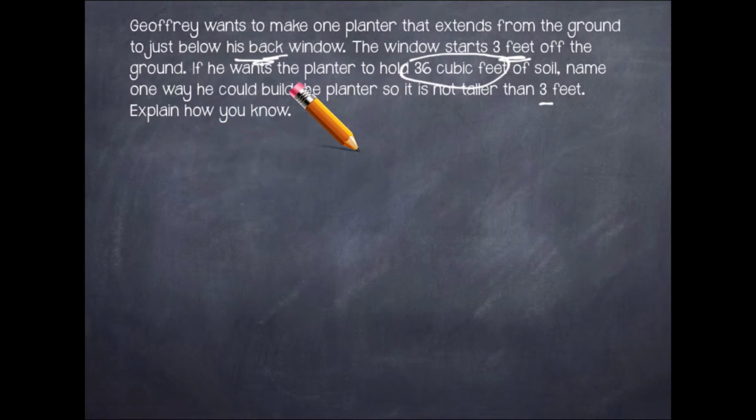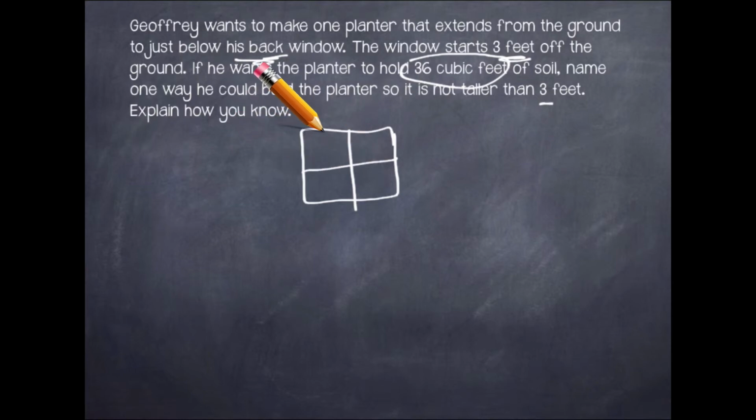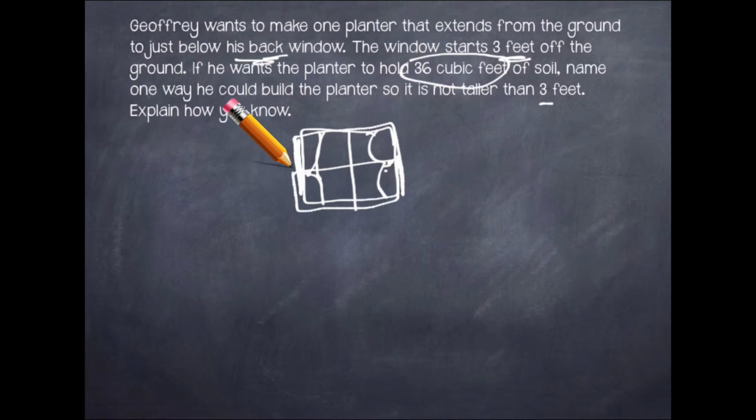So basically, if we're thinking of this as his window, okay, with his nice curtains in the window here. Beautiful. I know, I'm an artist, right? So he wants to build a planter down here that doesn't come above that window. And we know the space that he has from the ground to the window is about 3 feet.